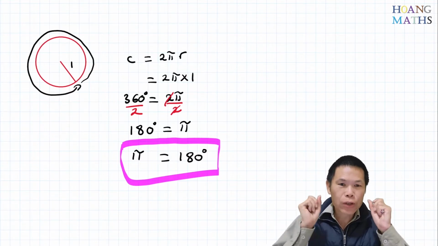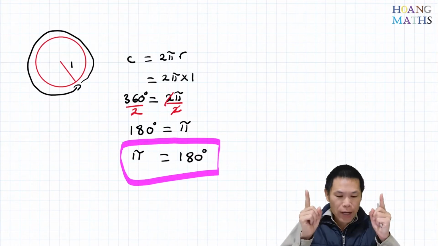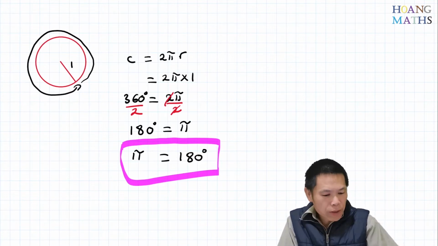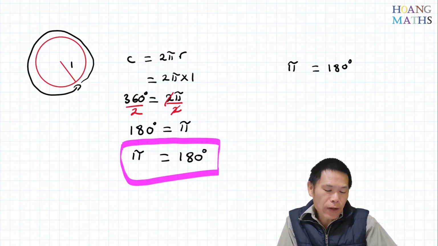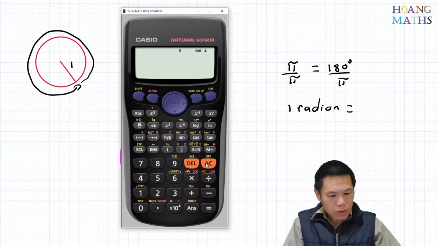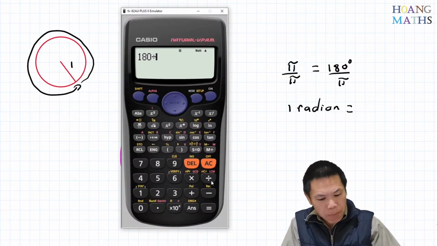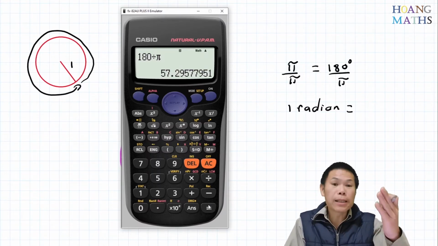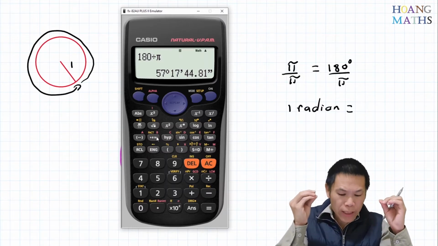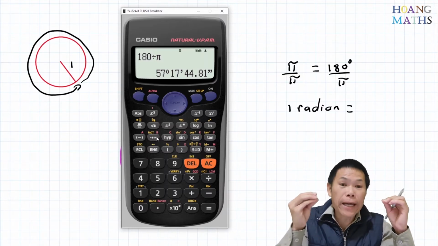We're going to use this to do the following exercise. But before that, how about if we divide everything by pi? Let's see what happens. First of all, we know that 1 pi radians is equal to 180 degrees. If I divide this by pi, that means 1 radian is equal to 180 divided by pi. So I press the calculator, and 1 radian is roughly about 57 degrees and 18 minutes.